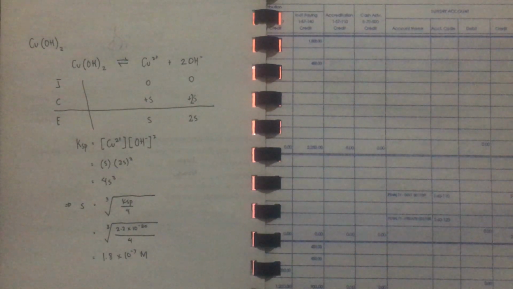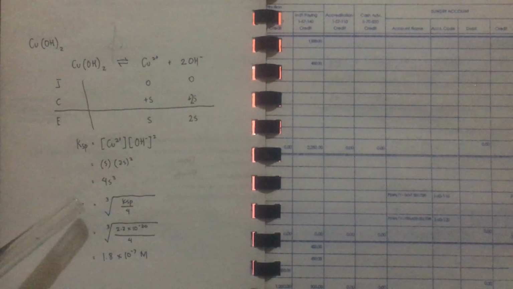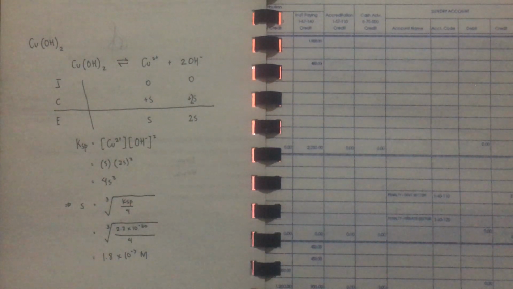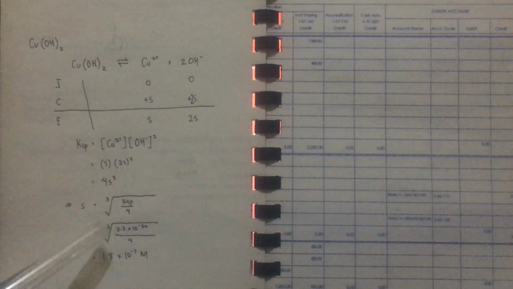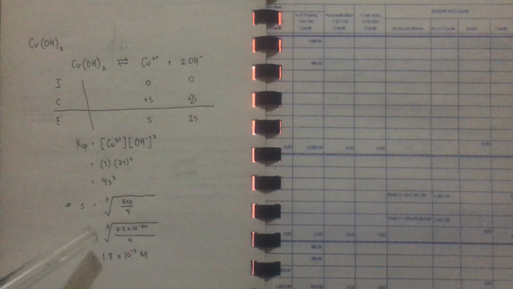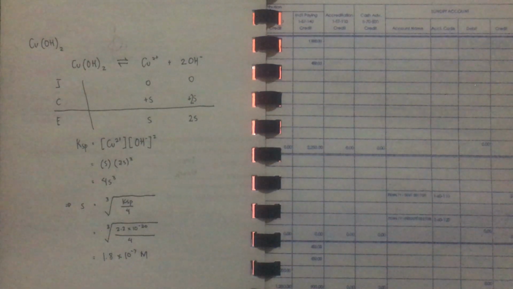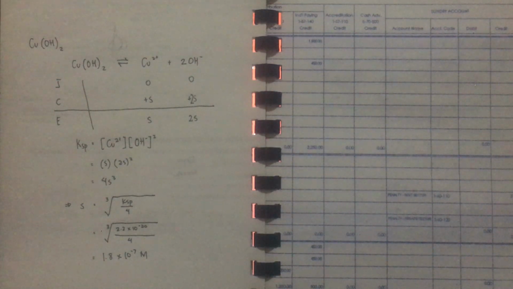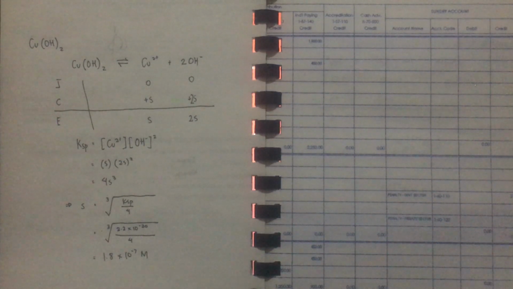Okay. Rearranging this, KSP is equal to 4S cubed, so that we can calculate for the S or the molar solubility. We get the cube root of KSP divided by 4. So plugging in the value of KSP, we get 1.8 times 10 to the negative 7 molar. So this time we have the unit for the molar solubility, molar or mole per liter.